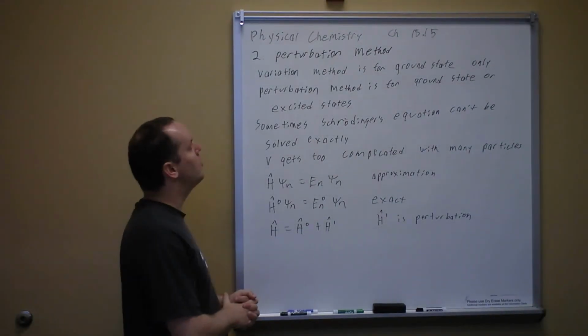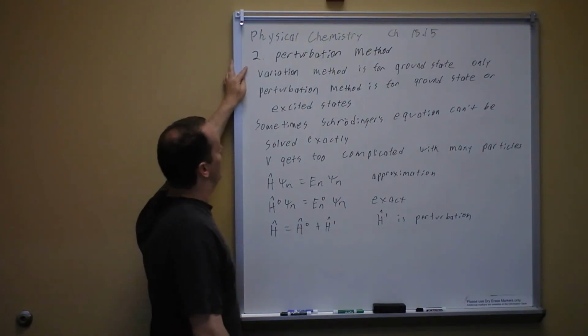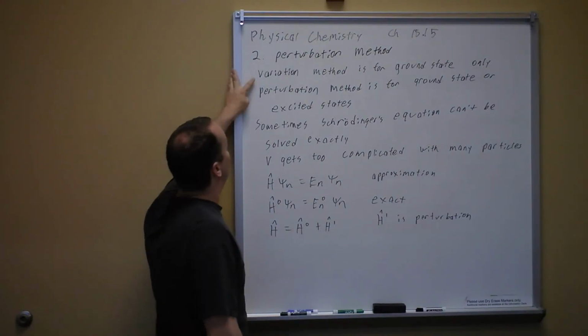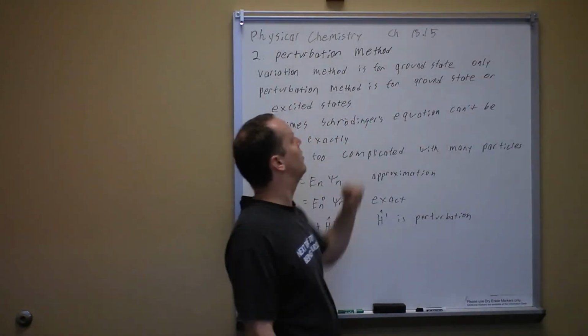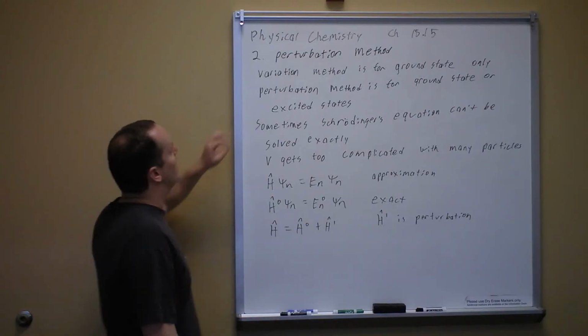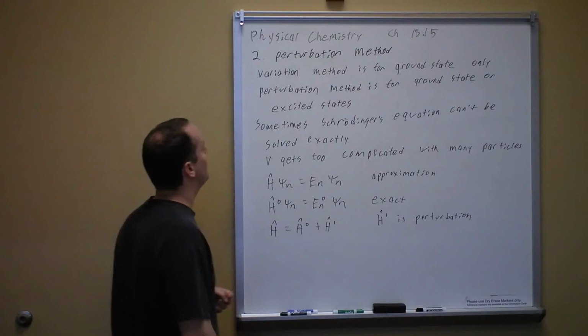Okay, continuing on physical chemistry, chapter 18, section 15. The second approximation method we're going to talk about is the perturbation method. Now the variation method is what we just did, and that is for the ground state only. And the perturbation method should work for the ground state or for excited states.